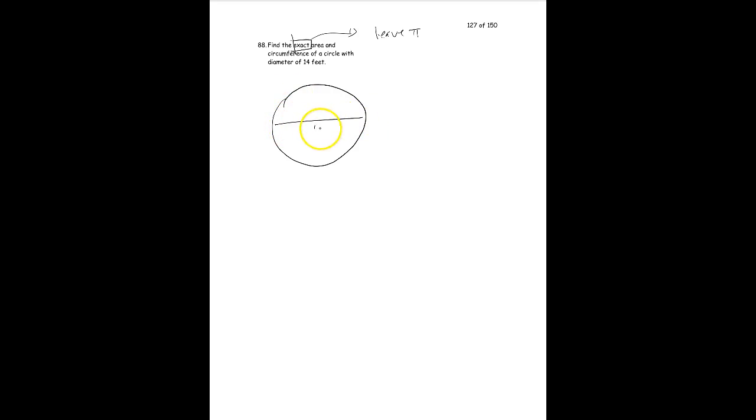So we have a circle here, diameter of 14 feet. We know the diameter is across the circle, so the radius in this case will be 7. So the circumference of a circle is 2 pi r, or you can think of it as pi times diameter, however you like to do it. If you think about it as 2 times pi times r, we're going to get 14 pi. Or if you like to think of it as pi times diameter, 14 pi, same answer.